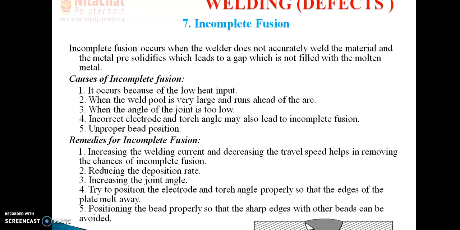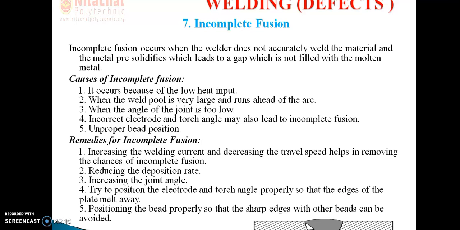You can see in this figure that there is some air gap. That means the welder is not melting the metal enough, or the welding process is too fast. That gap must be filled with the molten metal, but here it is not filled properly. Due to that problem, the strength of the weld is severely harmed. That means the strength is not so good. Now let us discuss the causes of incomplete fusion.